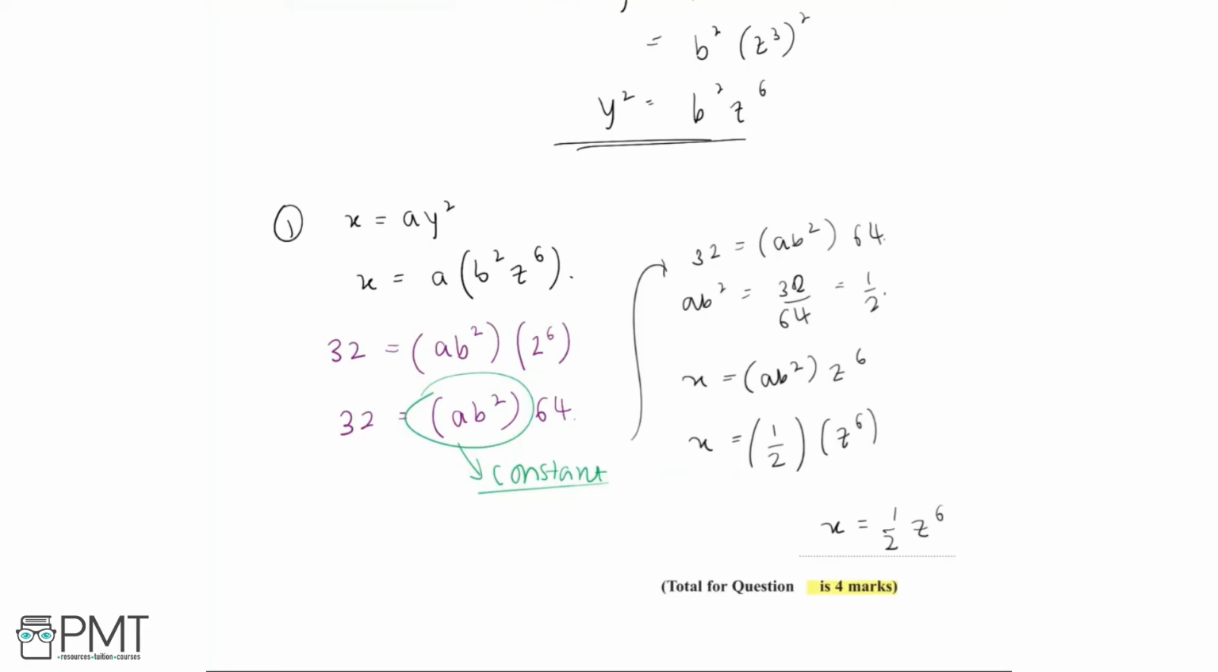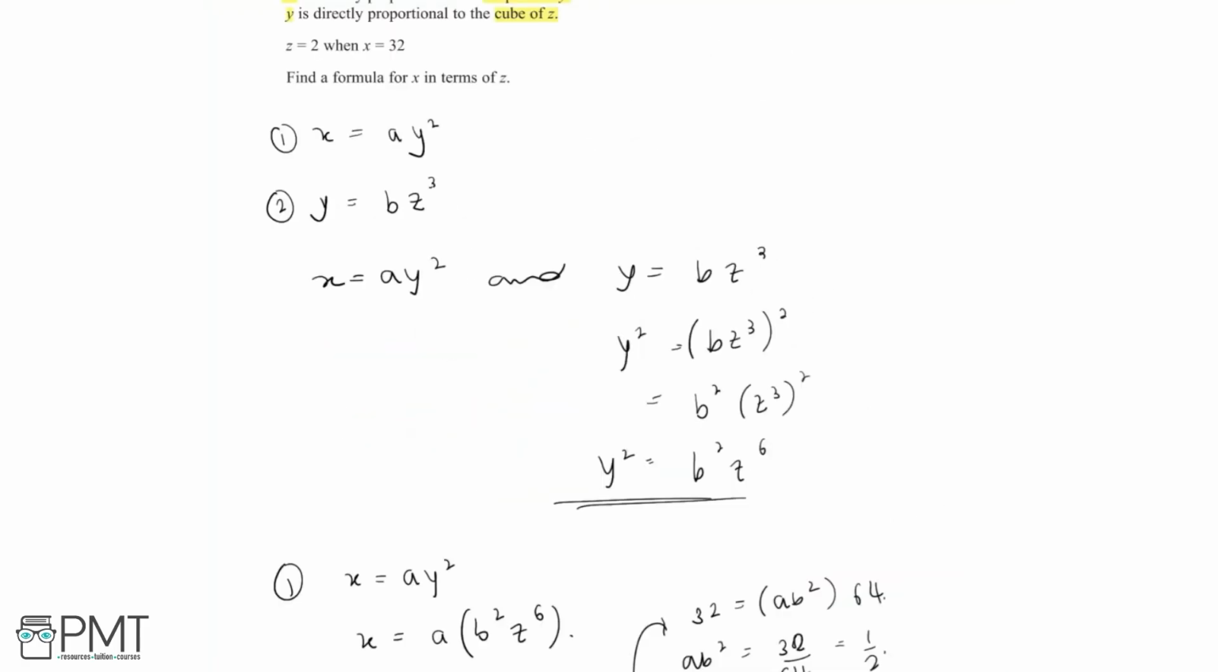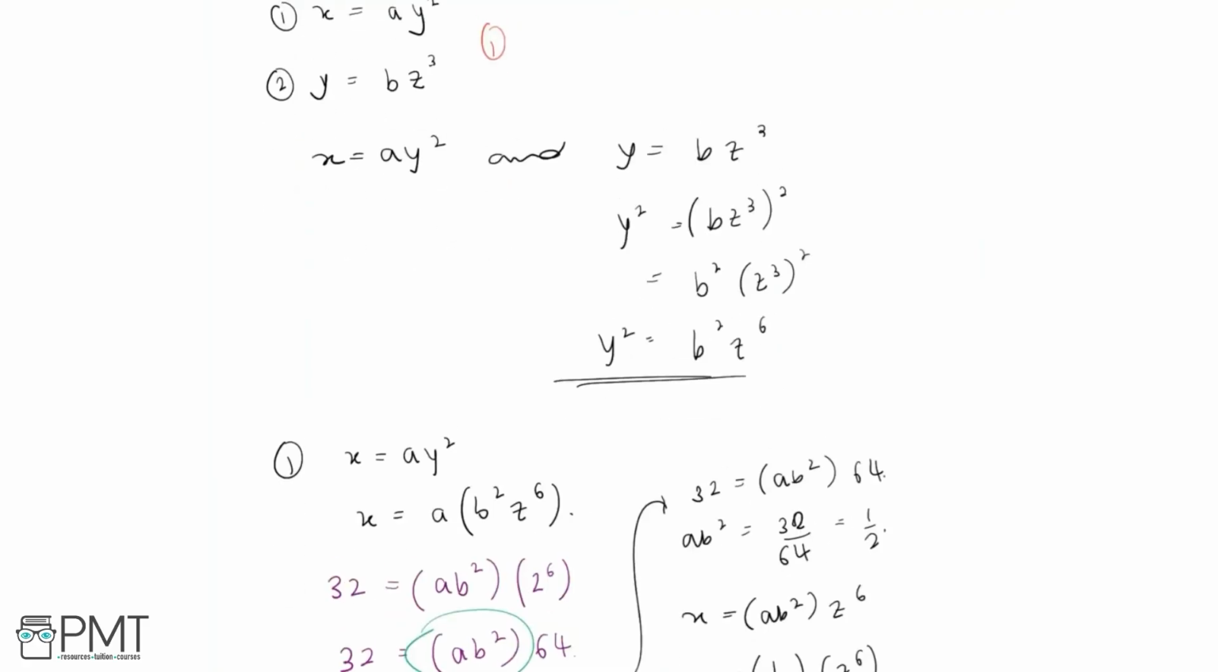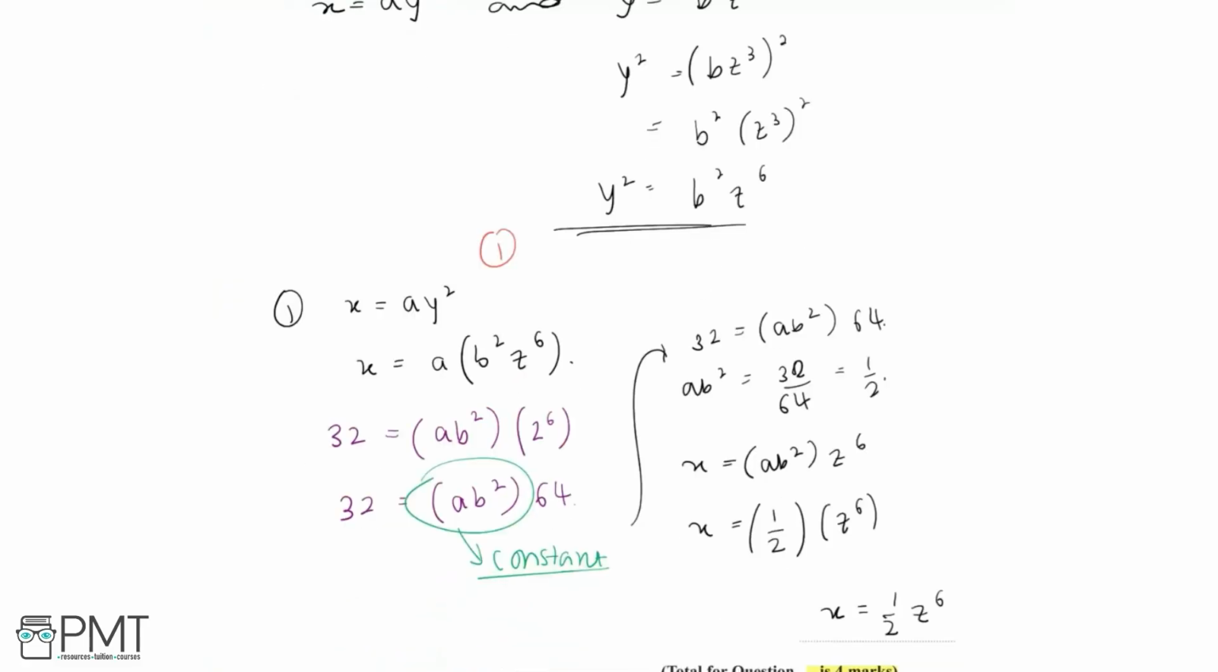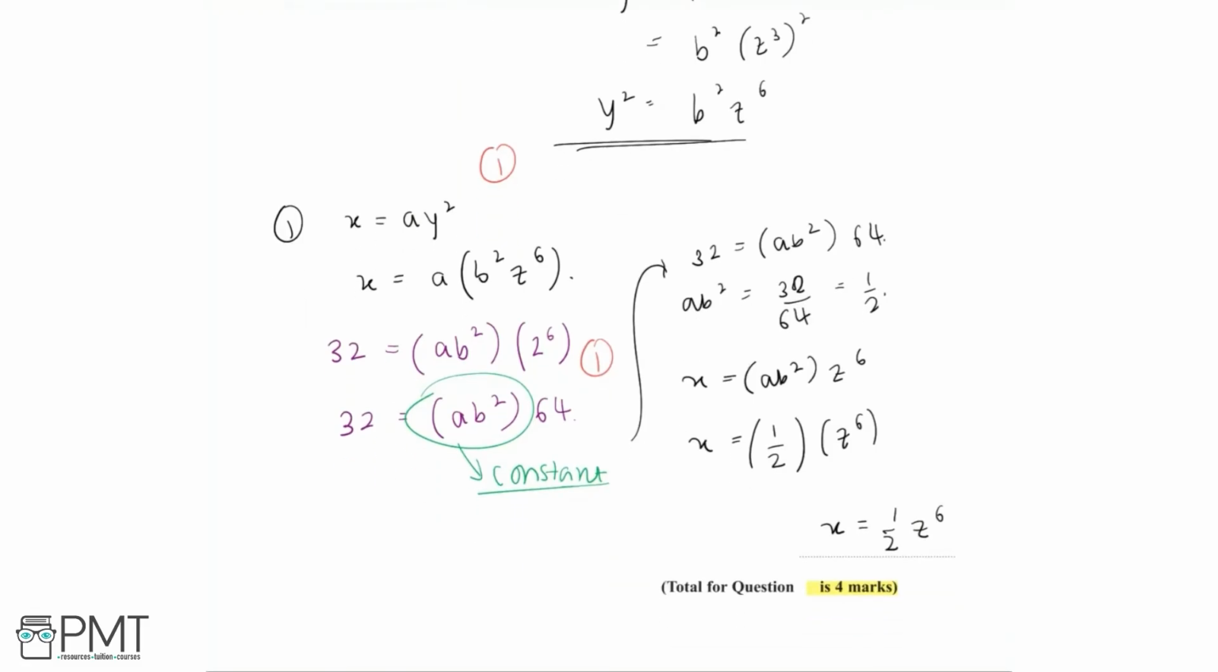Now this question is worth 4 marks. We get our first mark for setting up our two equations, x is equal to ay squared and y is equal to bz cubed. We get the second mark for eliminating y by finding the value of y squared and substituting this in to our first equation. We get the third mark for using the fact that x is equal to 32 and z is equal to 2 in order to find the constant proportionality between x and z. And we get the fourth and final mark for finding that this constant is equal to 1/2, and so we can therefore say that x is equal to 1/2 multiplied by z to the power of 6, allowing us to get the full 4 marks needed in this question.